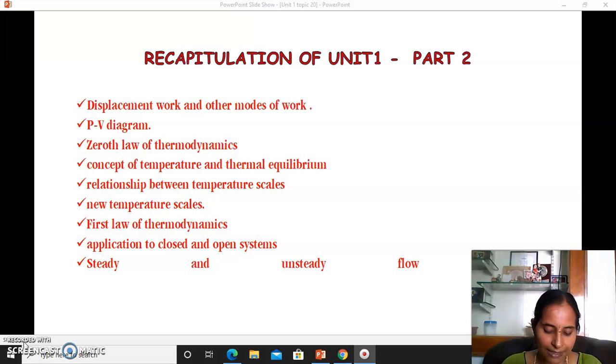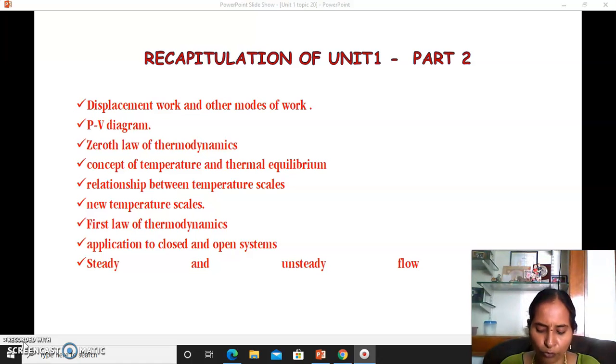On the mass basis you can write all the three energies: m1 into (h1 plus v1 squared by 2 plus g z1) plus Q is equal to the same energy out, m into (h2 plus v2 squared by 2 plus g z2) plus W.